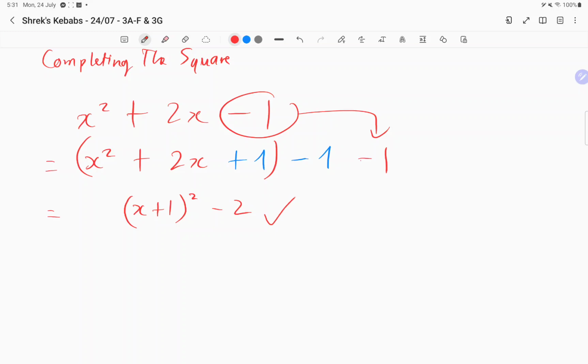We're stopping here. We're not solving for x, we're just stopping here. This is the completed square version. Does it make sense?